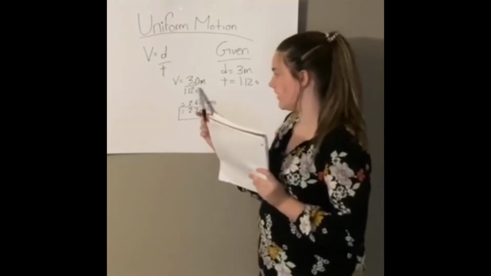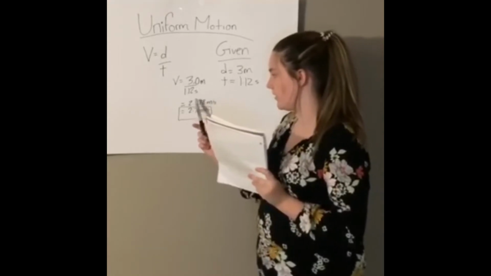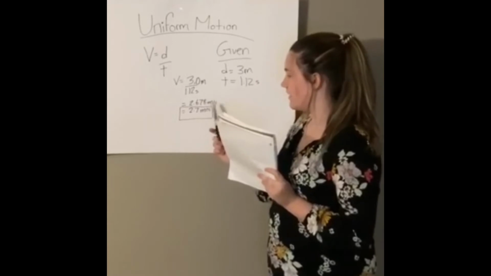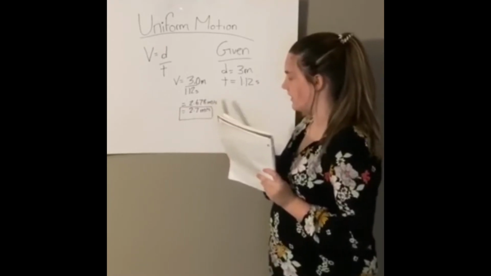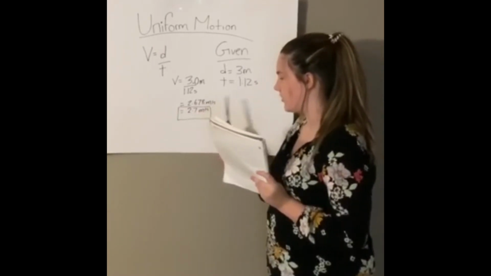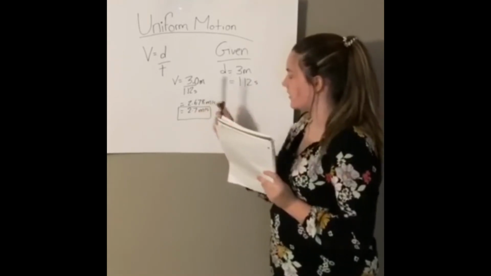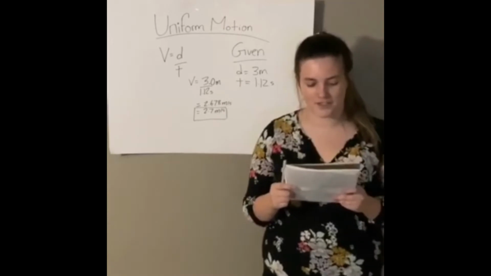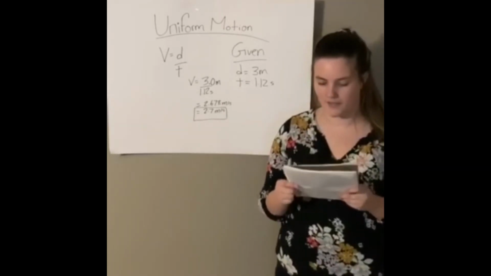So when we divide these, 3 divided by 1.12 seconds, we get on our calculator 2.678 meters per second. But because of significant digits, we have to change it to 2.7 meters per second because 3.0 is the least amount of digits we have. Now, with the information we have collected, we can make graphs to display this.